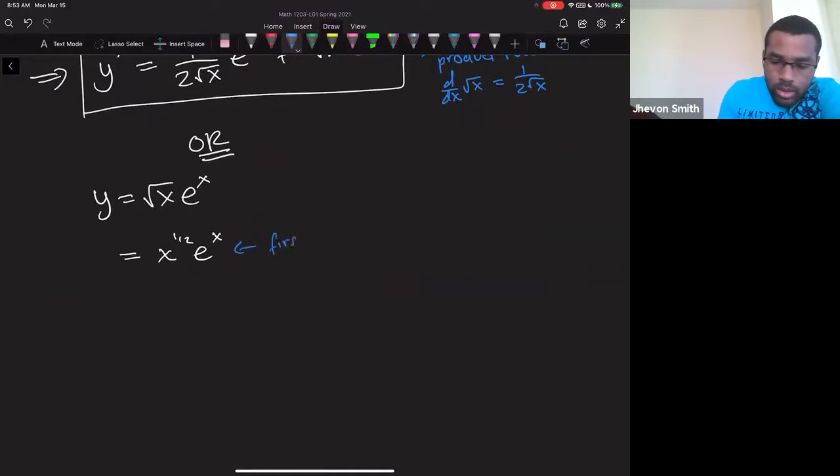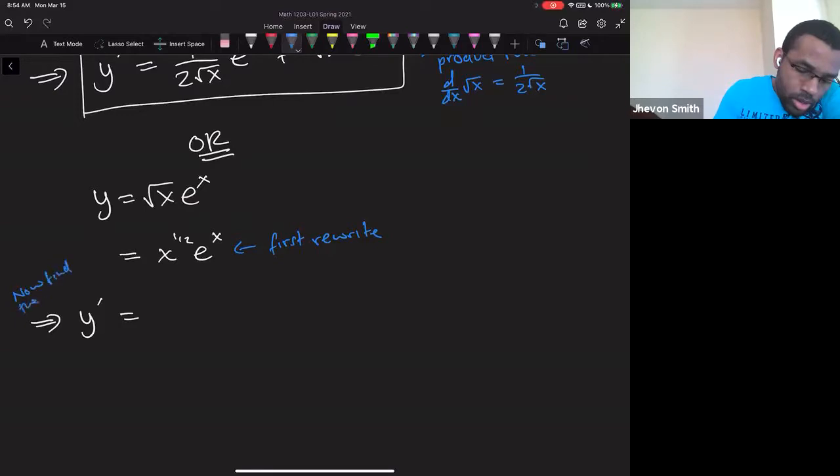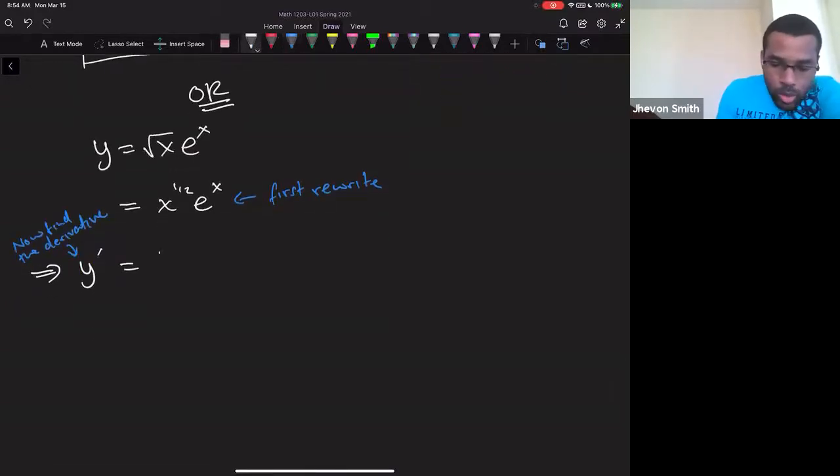So first rewrite. This is going to come up especially later, so I just want to throw this out there. First rewrite, then you can actually now apply the derivative by the product rule. So it's 1/2 x to the minus 1/2 e to the x plus x to the 1/2 e to the x. So this is apply product rule.